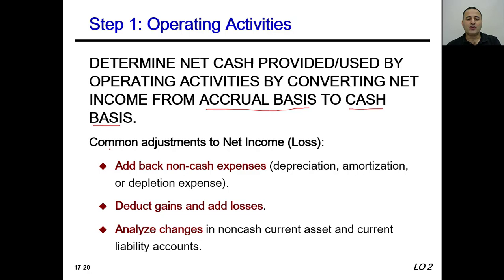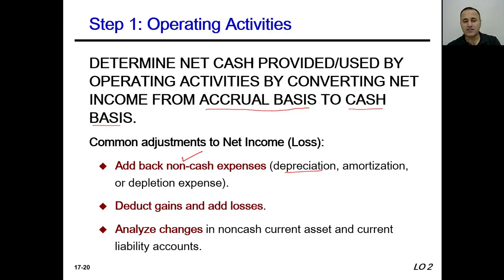Okay, so common adjustments that we do to the net income is we add back all non-cash expenses. While calculating the net income, what do we do? We actually subtract the depreciation expense. But as I said, depreciation is a non-cash expense. It doesn't affect our cash position. So what do we need to do? We need to add it back, just to remove the effect of non-cash items.